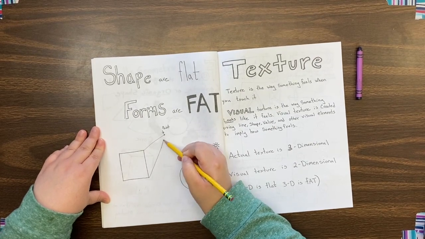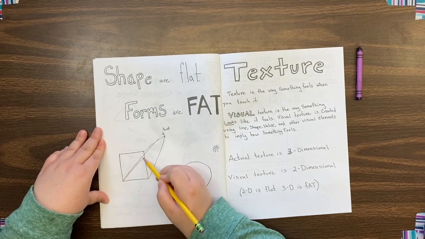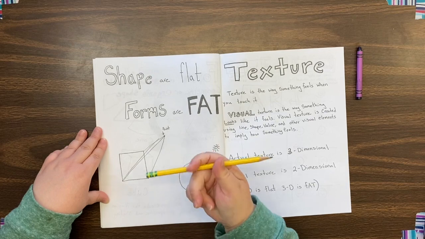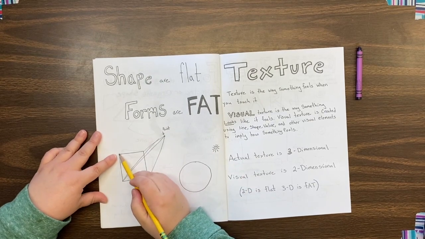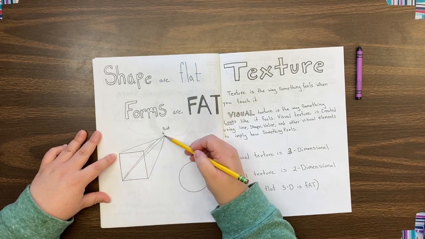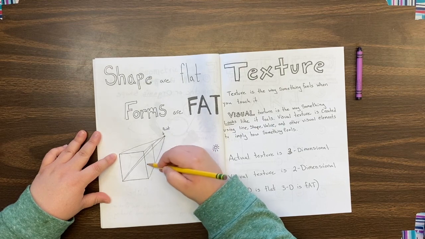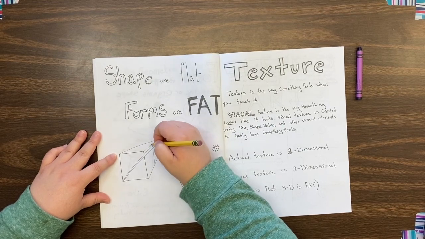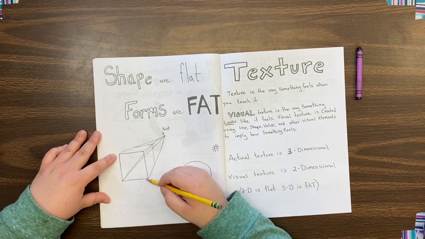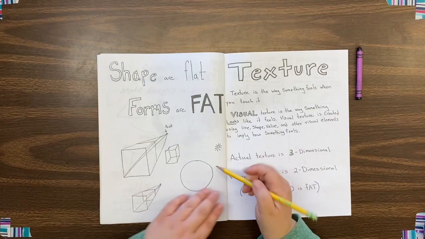And I am just connecting, and I go right through here. Oops, I kind of like went off a little bit. That's okay. I don't have an eraser. It's fine. So I'm just connecting my corners to my point. So then what I'm going to do is I'm going to draw a parallel line here and a parallel line here, and that makes a cube.